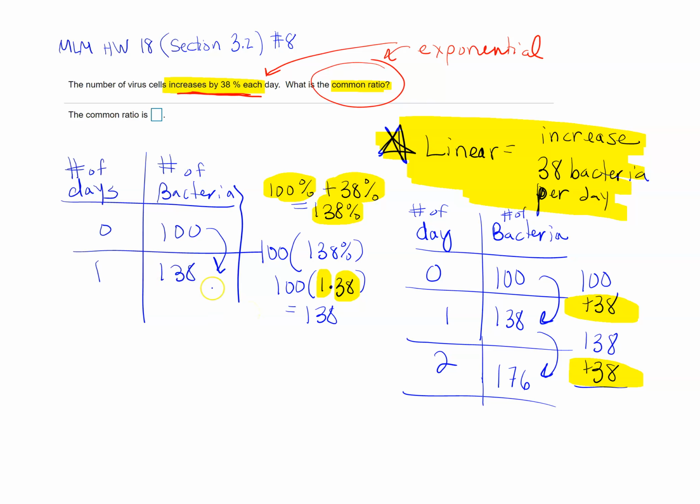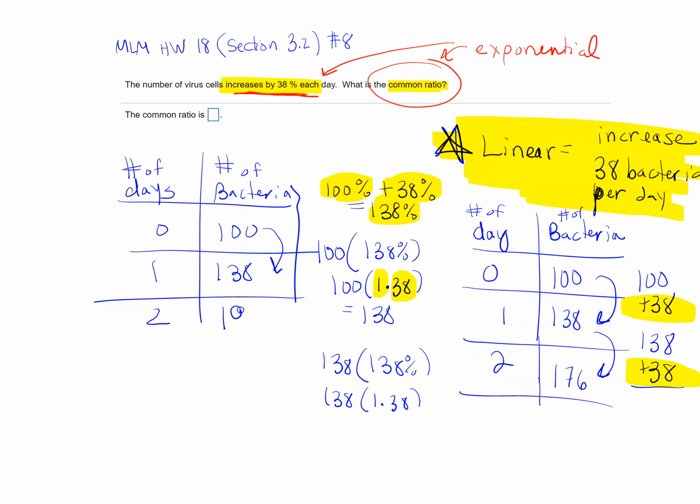Okay, so then I'm going to take that 138 bacteria, and I'm going to increase that by 138%. So I'm going to take 138 bacteria and multiply that by 1.38. Let me do that on my calculator and see what we get here. So 138 bacteria, 138% of that, then I have approximately 190.44, but I can't have 0.44 of a bacteria, right?